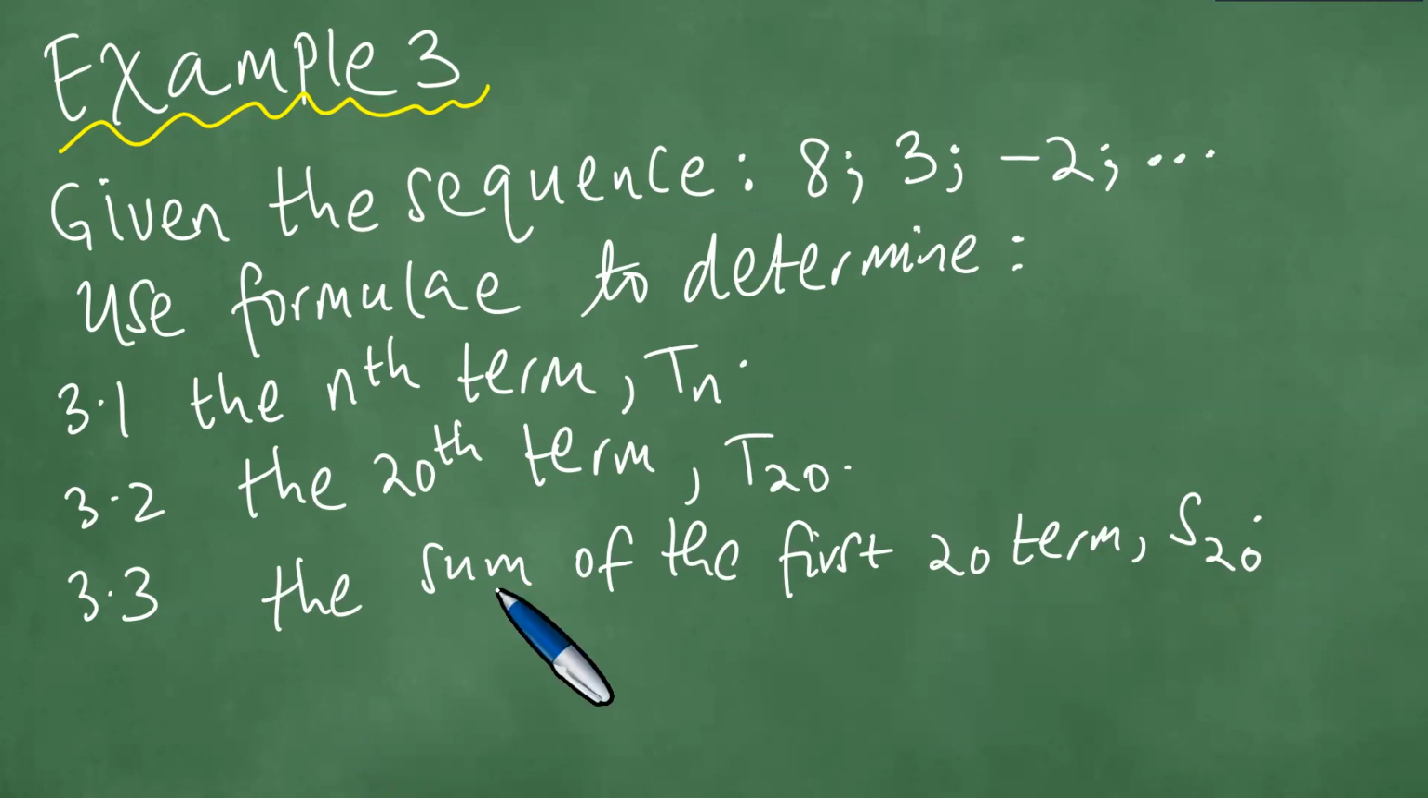Right, so given the sequence 8, 3, minus 2, use the formula to determine the nth term. What is the nth term? Let's look at the solutions to this.